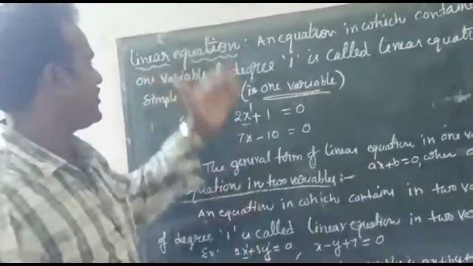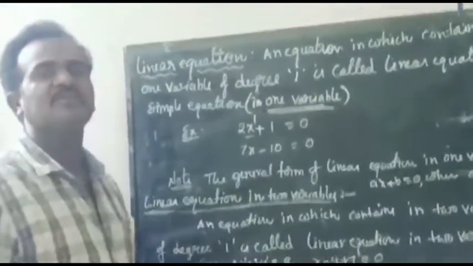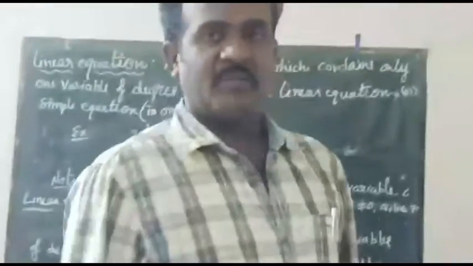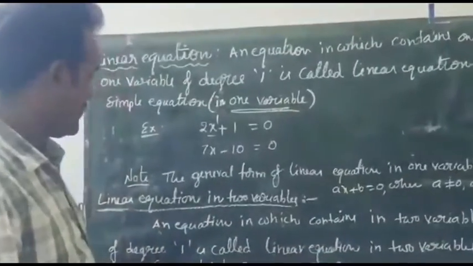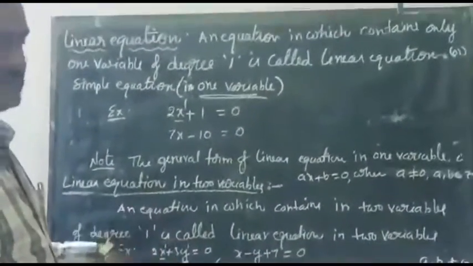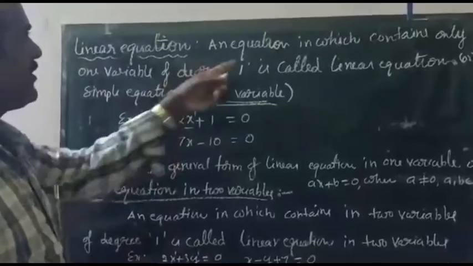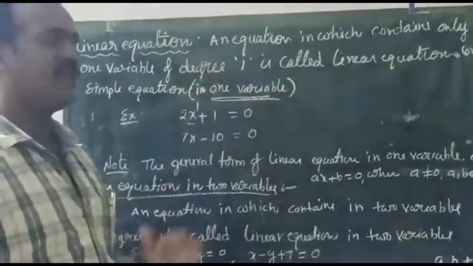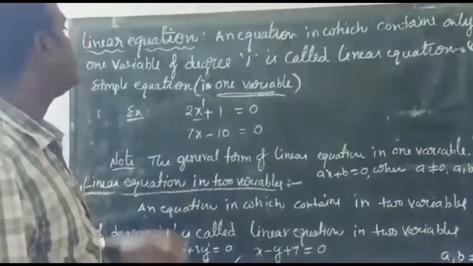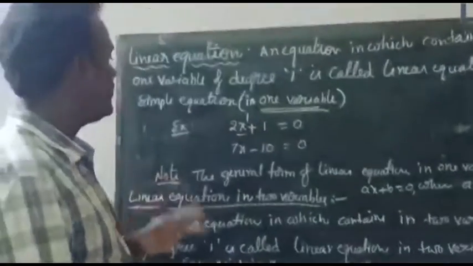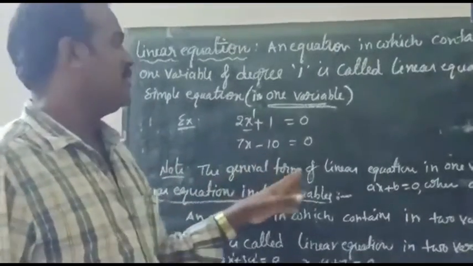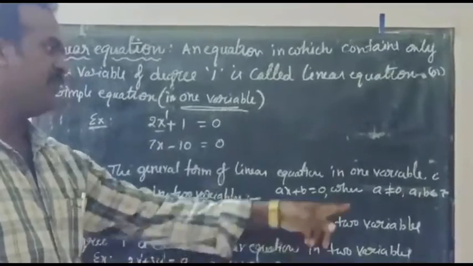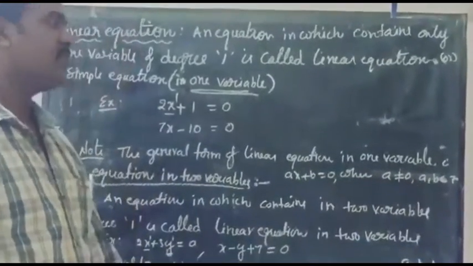This is the linear equation in one variable. This is the linear equation in two variables. An equation which contains only one variable of degree 1 is called a linear equation or simple equation in one variable. This is an example. The general form of linear equation in one variable is ax plus b is equal to 0, where a not equal to 0 and a, b belong to Z.